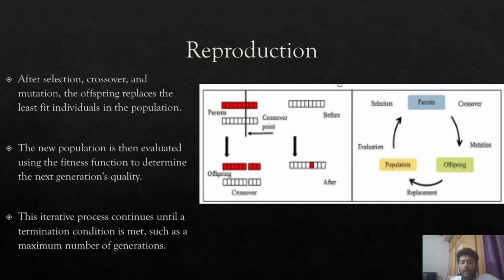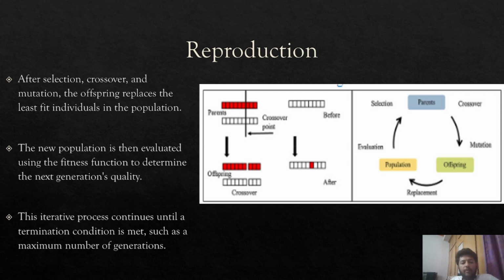Coming to the final one, that is reproduction after selection and crossover. After selection, crossover, and mutation, the offspring replaces the least fit individuals in the population. That is, we have a population that is the solution space. So this particular offspring is known to be a solution to the least fit ones, and this replaces the particular individual. And then the new population is evaluated using the fitness function to determine the next generation's quality.